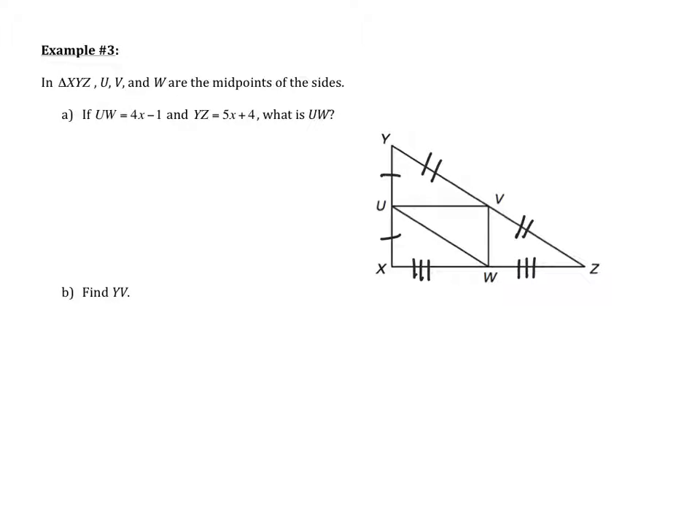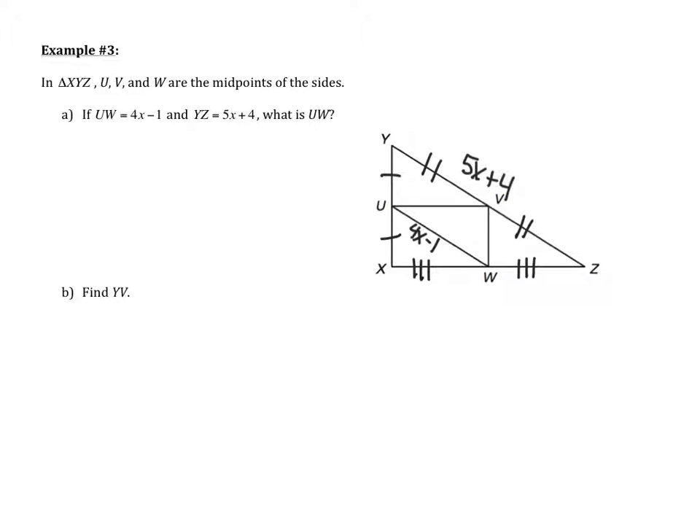So first it states for part A, if UW is equal to 4x minus 1 and YZ is equal to 5x plus 4, what is the length of UW? So first off, UW is right here. That is a mid-segment since it is connecting the midpoints. So UW is 4x minus 1, and YZ is equal to 5x plus 4.